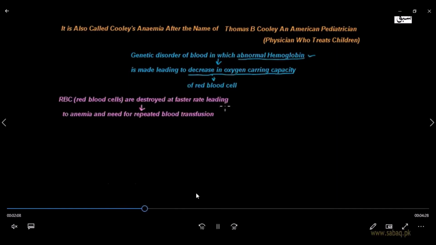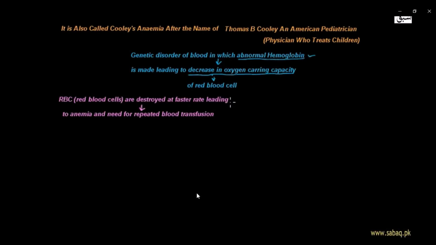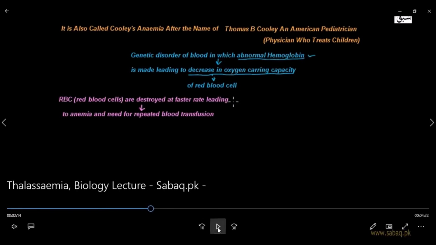Now, red blood cells are destroyed at a faster rate, leading to anemia and the need for repeated blood transfusion. As we discussed in leukemia, white blood cells were produced at a faster rate. Here, red blood cells are destroyed at a faster rate. They are formed abnormally, they are malformed, and then they're destroyed at a faster rate.